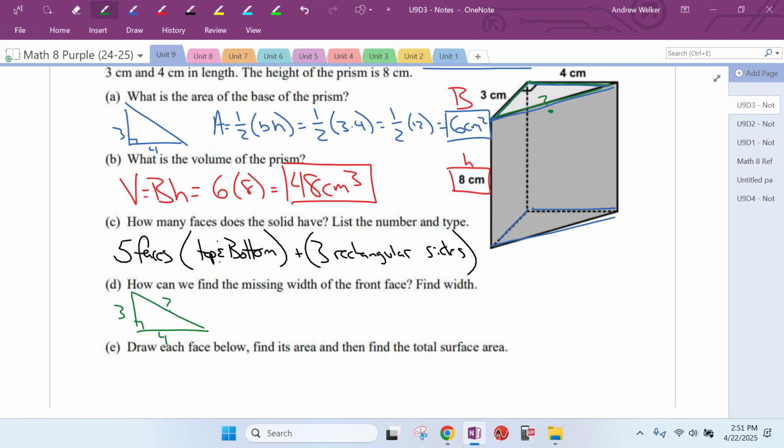It's a right triangle, so we could use the Pythagorean theorem, or A squared plus B squared equals C squared. Some of you might be thinking, based on what I remember from last unit, if the legs are 3 and 4, this must be a 3, 4, 5 right triangle. It's one of those Pythagorean triples. So I know that third side of the right triangle has to be 5. The hypotenuse is 5 in a 3, 4, 5 right triangle.